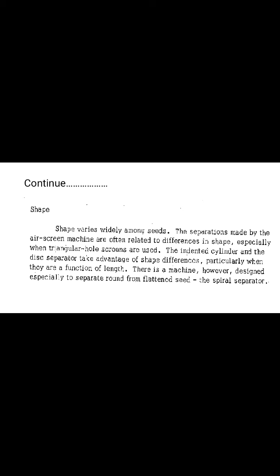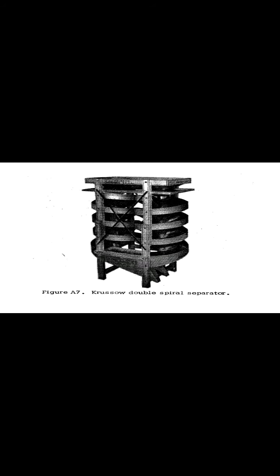The separation made by the air screen machine is often related to differences in shape, especially when triangular-hole screens are used. The indented cylinder and the disc separator take advantage of shape differences, particularly when they are functions of length. There is a machine, however, designed especially to separate round from flattened seed, the spiral separator. So this is the Cruise or double spiral separator. At the top side is the feed hopper, at the bottom side two discharge ports, inside legs and outer legs.